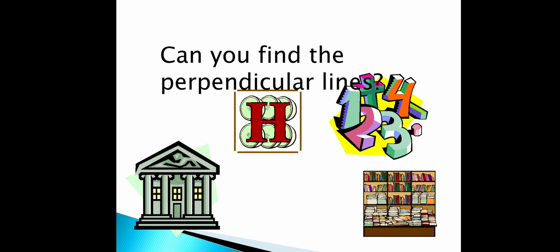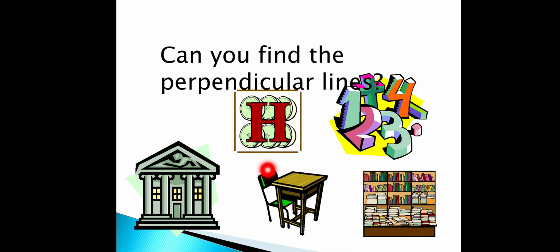You can find the perpendicular lines in this shape. In the letter H, this line is perpendicular to these two lines, and this line is parallel to this line. The shelves of the library are perpendicular together, and in this shape, this line is perpendicular to this line. This chair and this table have wood perpendicular to wood.